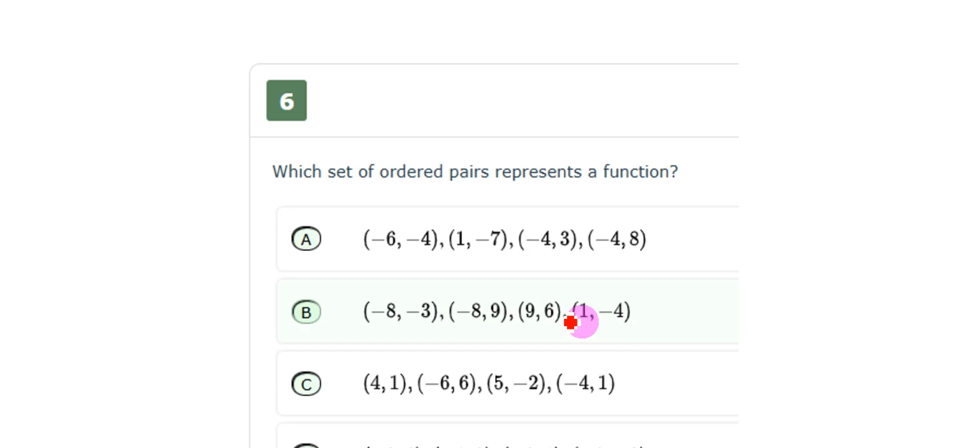Okay, which of these is a function? Well, no one x can go to another y. I only see a -6 in my x's. I only see a 1, but -4 goes to 3 and -4 goes to 8, so it can't be that one. -8 goes to -3 and -8 goes there, can't be that one. 4 goes to 1. There's no other 4. 4 only goes to 1. -6 only goes to 6. 5 only goes to -2. And -4 only goes to -1. That's going to be our answer. Down here, we have -8 again, so obviously that's not.